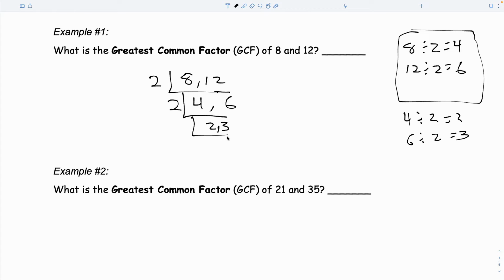Can I divide any number besides 1 by 2 and 3? No, those are both prime numbers. Nothing can divide evenly into those and make a whole number. So I stop. This is my birthday cake. It's upside down. You can put a little candle if you want.